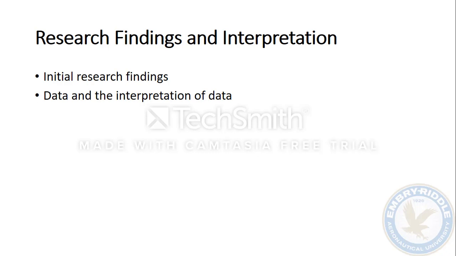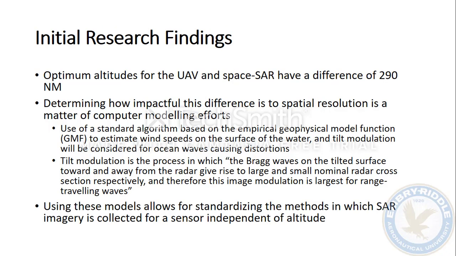So now let's go into the research findings and how I interpreted the data. Again, that delta in altitude is about 290 nautical miles. We want to try to determine how impactful this difference is to the spatial resolution.